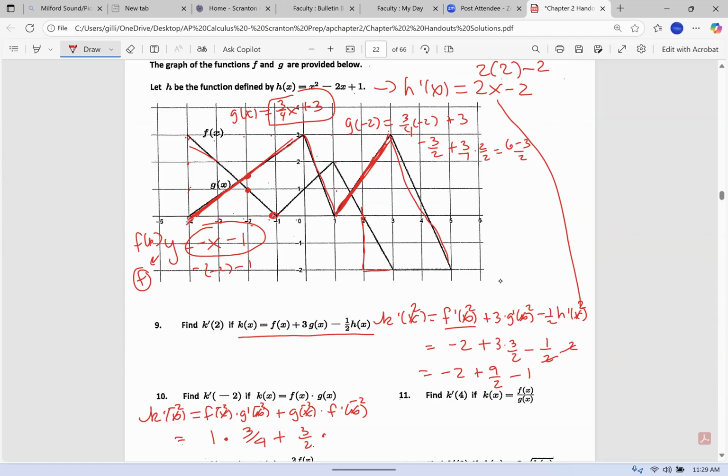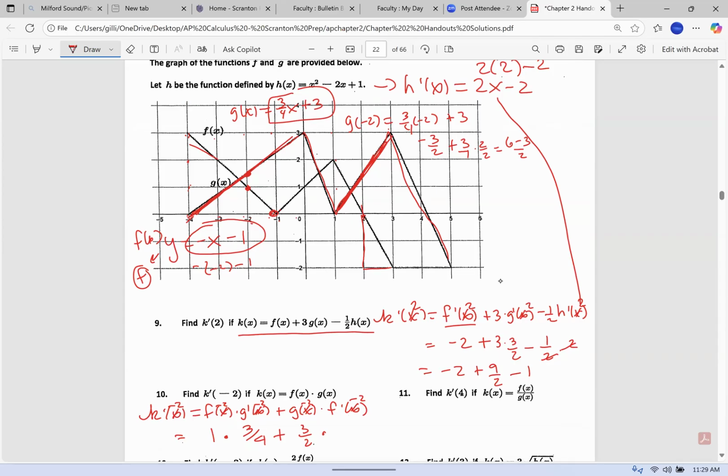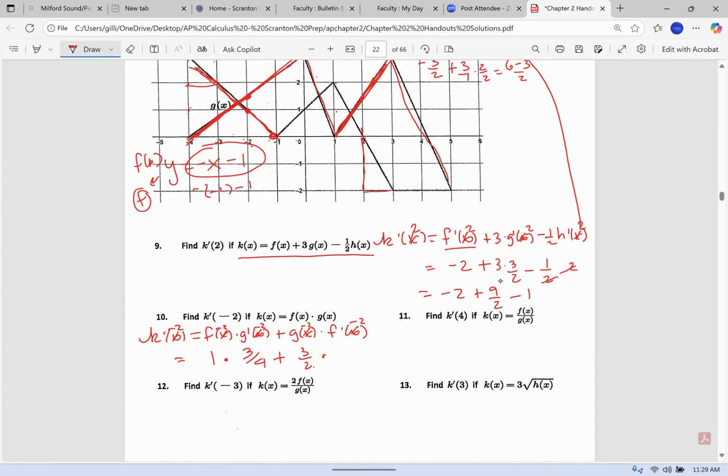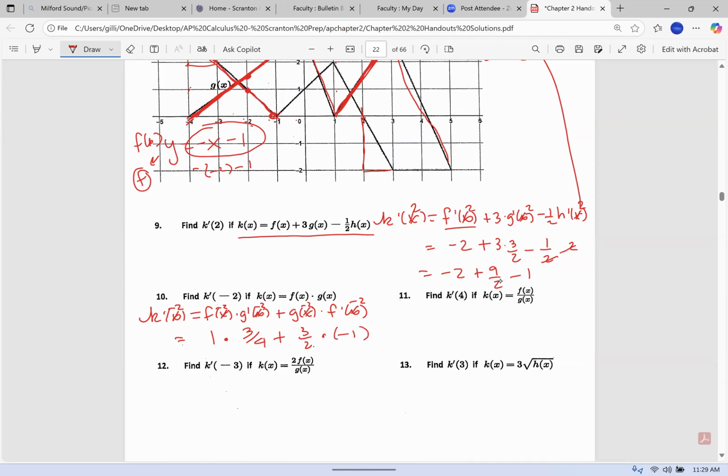Times the slope of f at negative 2. So you have to be careful. This is g, this is f. And this slope is down 1, right 1, or negative 1. So this answer would be multiply first, times this by 2 over 2 to get a common denominator. So it looks like it'd be negative 2/4 or negative 1/2.